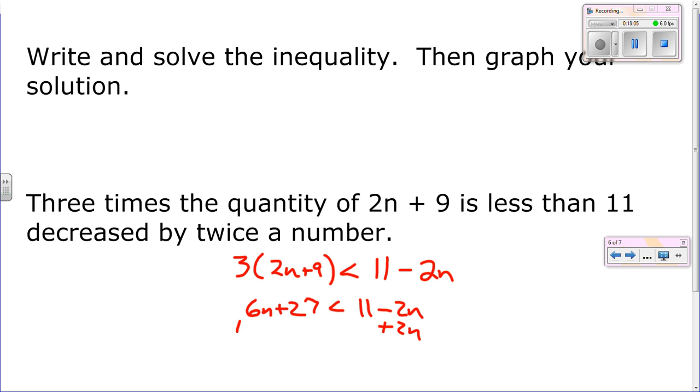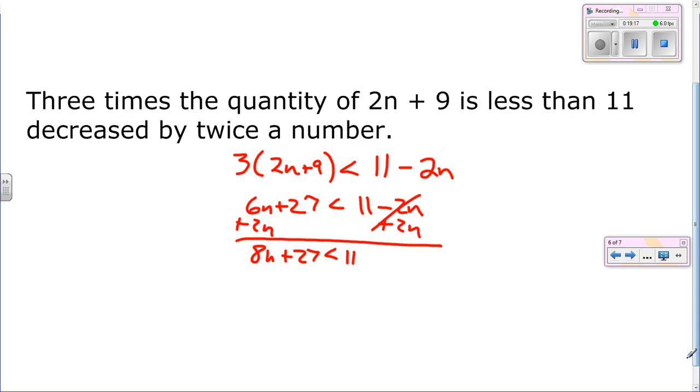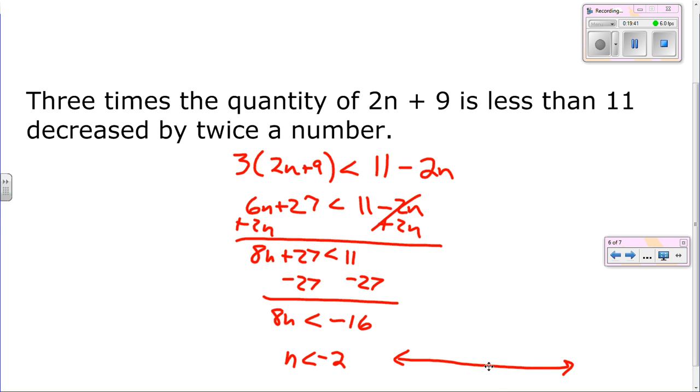Add 2n to both sides. Gives you 8n plus 27 is less than 11. Subtract the 27 over. Gives you 8n is less than negative 16. Divided by 8, n is less than negative 2. 0, negative 2, open circle, and go to the left.